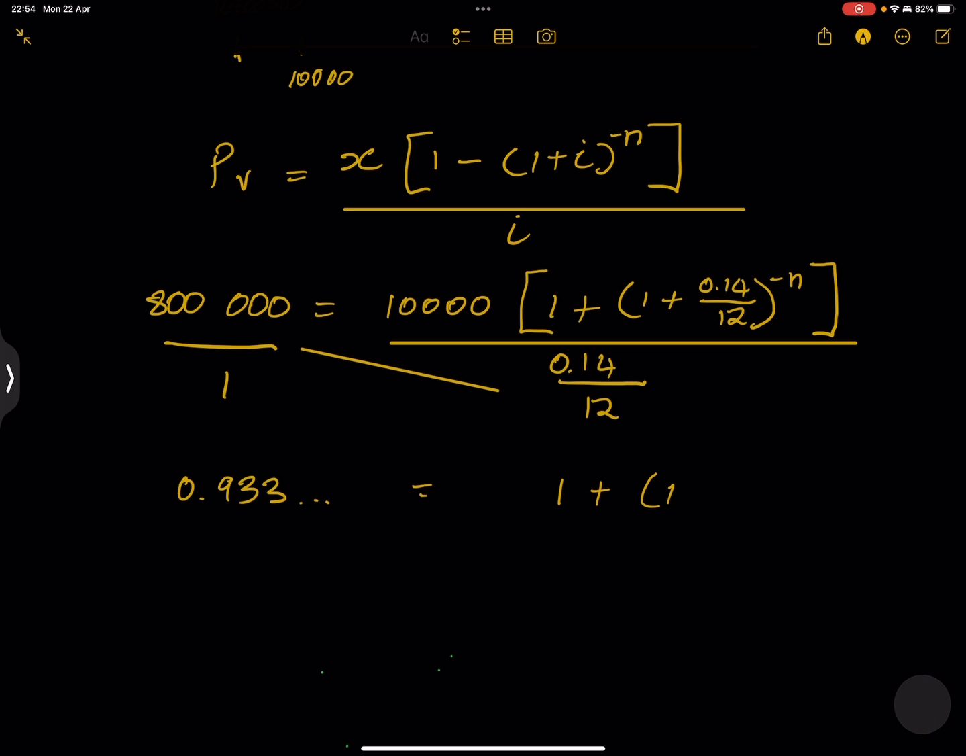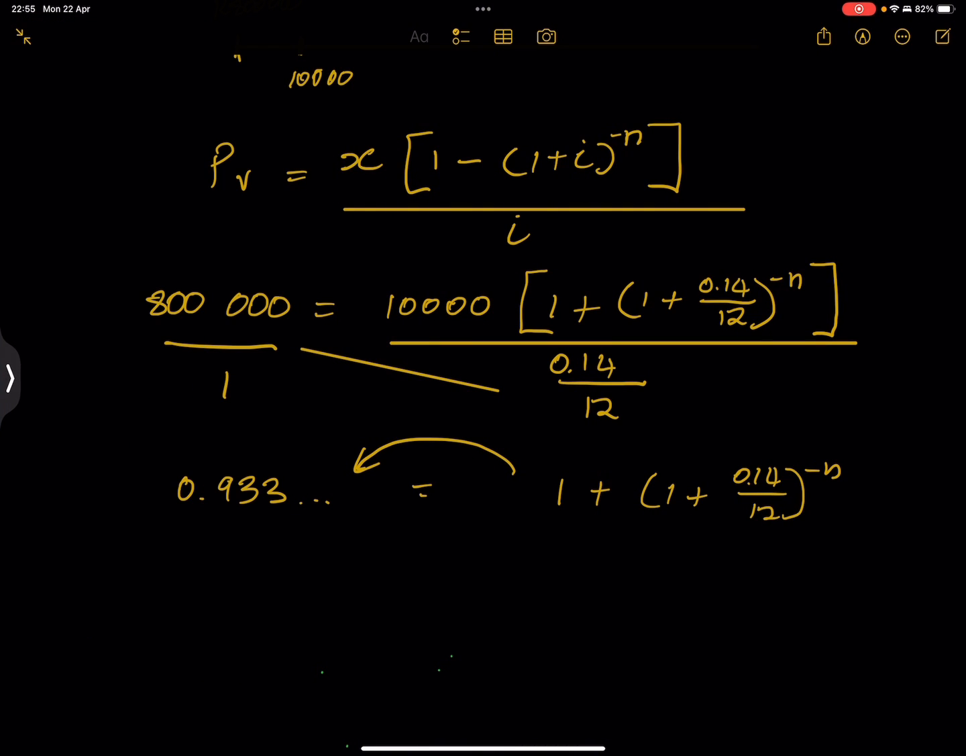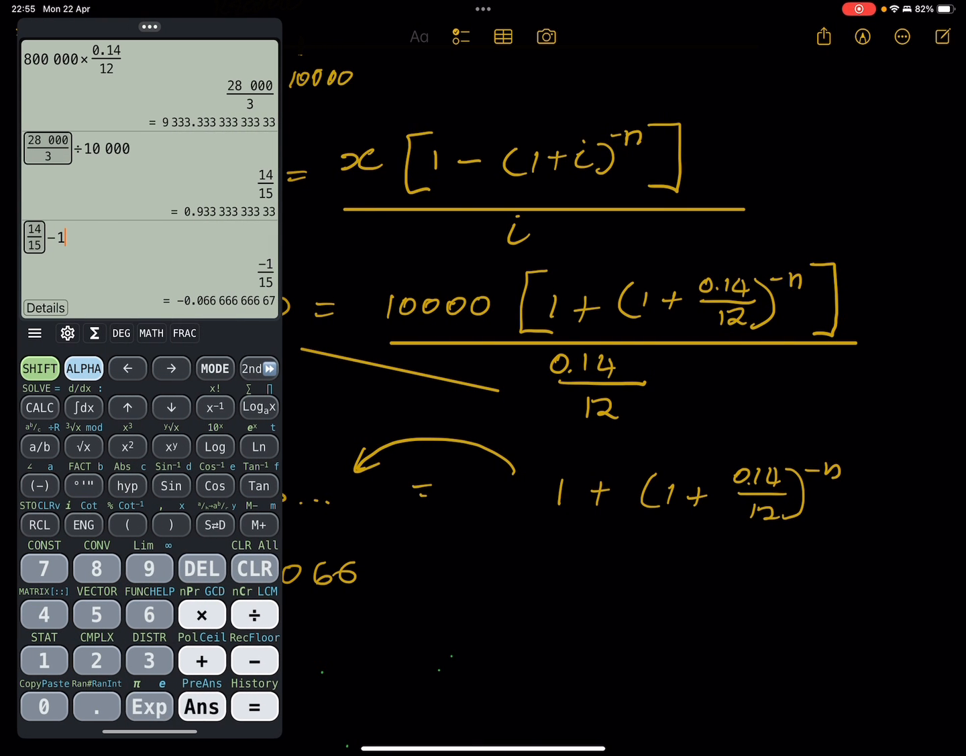1, even if I take it out of that bigger bracket, 0.14 over 12 minus n. Now if I take the 1 to the other side, that becomes negative, and in this case, what do we get? 0.99, and I will say minus the 1. And I get that entire value there, negative 0.066. Now, ladies and gents, please remember, I'm not going to remove that number there.